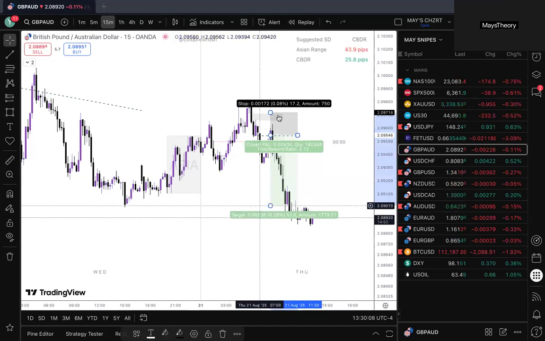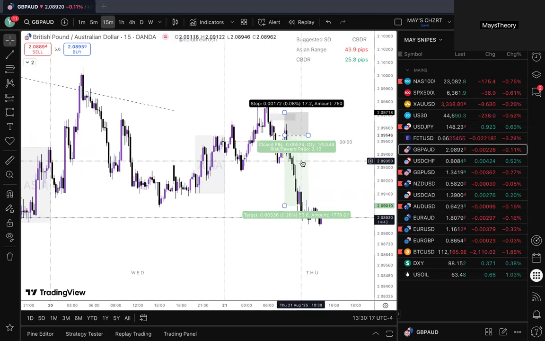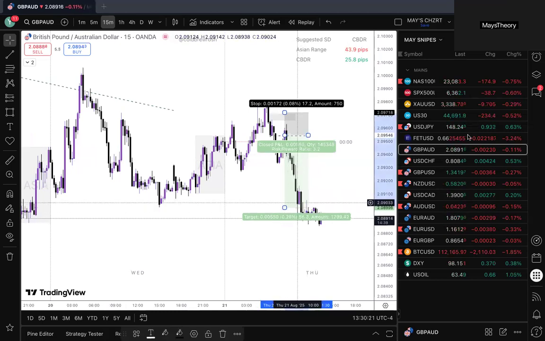Sometimes we can have a wick above that high and still go lower. But it's the order block setup we're trading, so a few pips above that order block is just fine. And this is a 1 2 3 clean. Now that's for GA, but that's not the only thing we have to be trading.